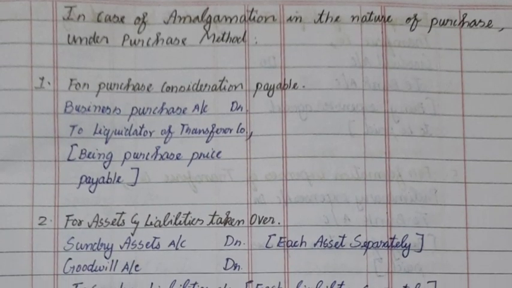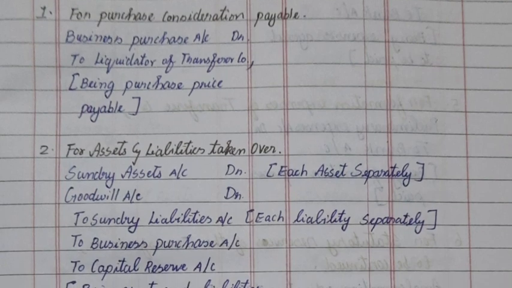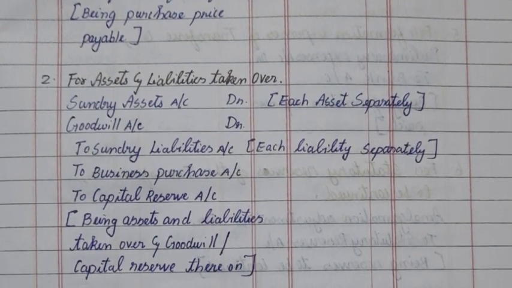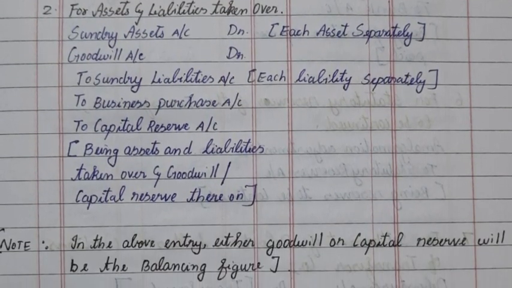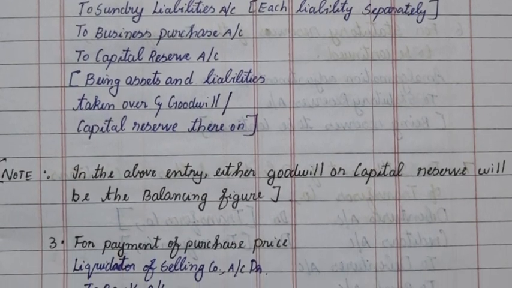For purchase consideration payable, business purchase account debit to liquidator of transfer company. For assets and liabilities taken over, sundry assets account debit, goodwill account debit to sundry liabilities account, to business purchase account, to capital reserve account. Goodwill and capital reserve will be the balancing figure.